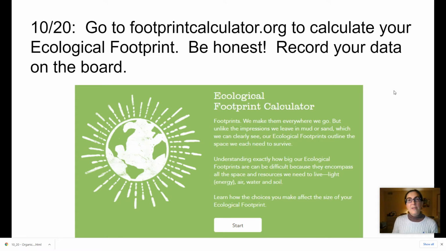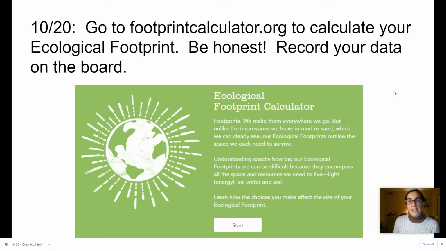Hello, AP Bio. So today our topic is how humans fit into all of the things we've been talking about in this unit about ecology. Today we're talking about human impact in ecosystems. And so to start with, I'm going to have you take just a couple minutes and learn a little bit about your lifestyle's impact on the planet.